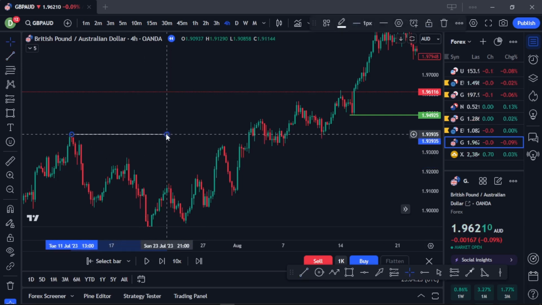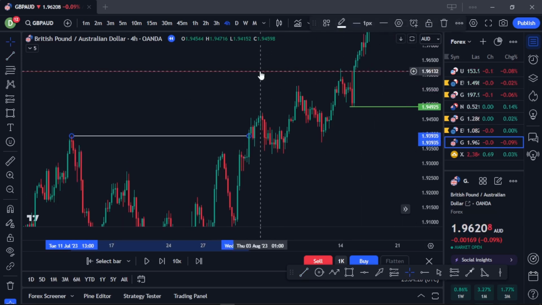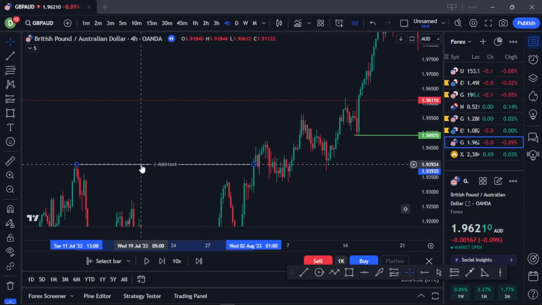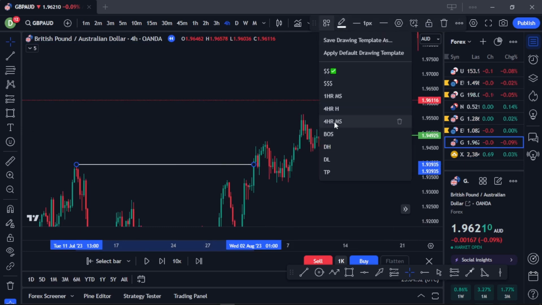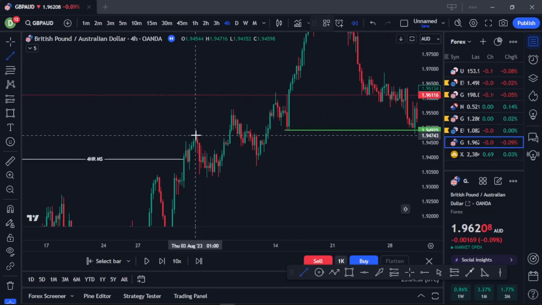Some call it change of character, and then the continuation is a break of structure. So for me, I just see it as market shift. Over here we have the market shift. I already have the shortcuts down there. Market shift. Over here we have our break of structure.